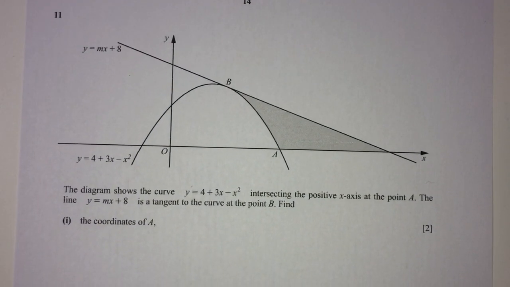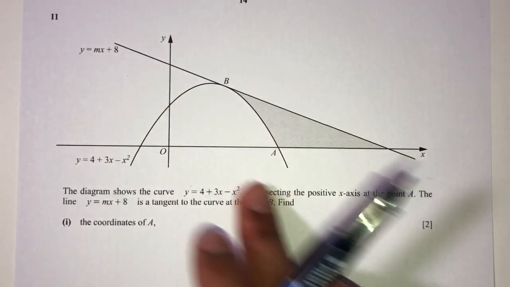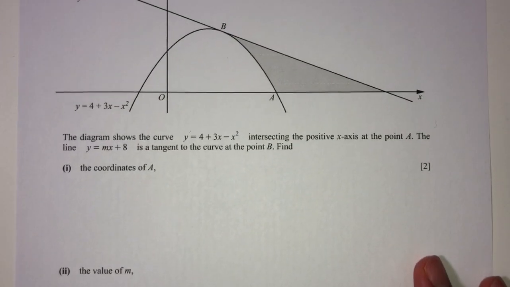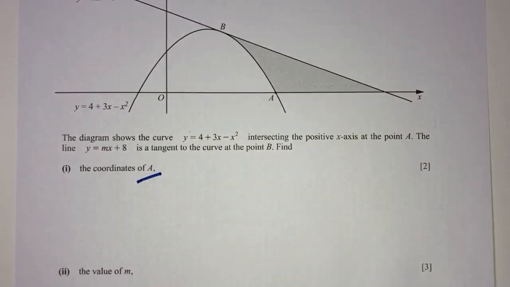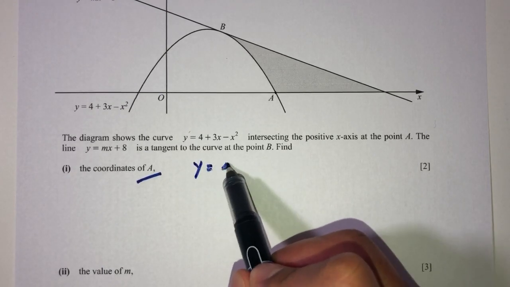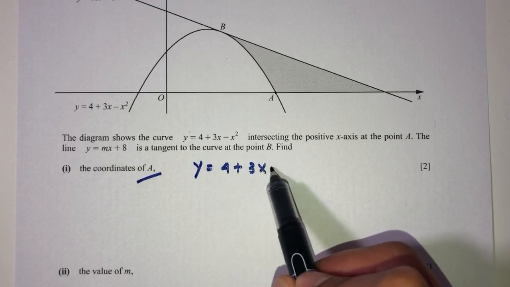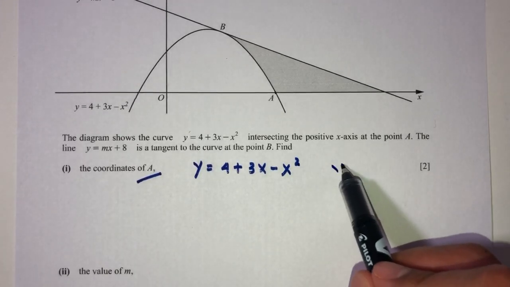Okay, let's move on to question number 11. So here we have a curve right here and the tangent. Okay, first question, we have to find the point A. A is the point of intersection of the curve and the x-axis. So the curve is y equals 4 plus 3x minus x squared. Now what is the equation of x-axis? It is y equal to 0.